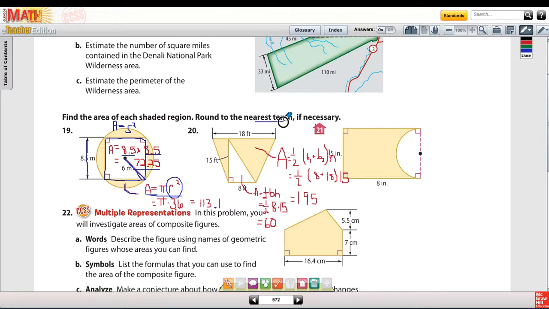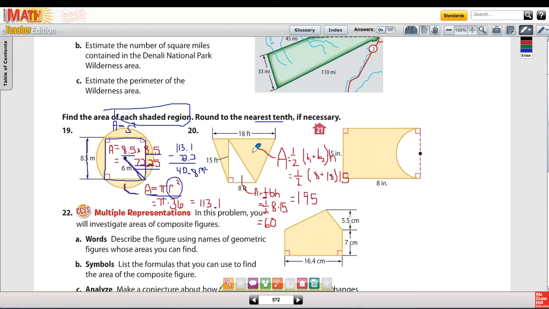113.1. It did say to round to the nearest tenth, so if you take 113.1, which is the area of the circle, and you take away the area of the square, again, if you round that to the nearest tenth, you get 72.3. And when you subtract that, you should get 40.8 for your final answer. And we will label that as meters squared. Okay. Again, to find the area of the shaded region, we're going to find the area of both of them, and then in this case we're going to subtract out the part that's not shaded, or subtract out the square.